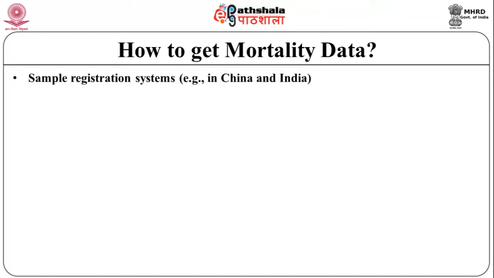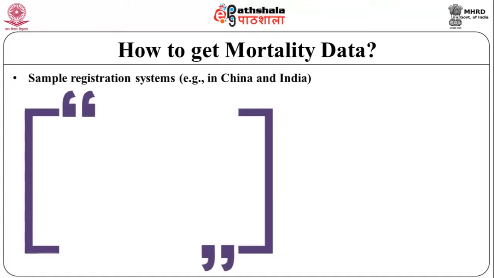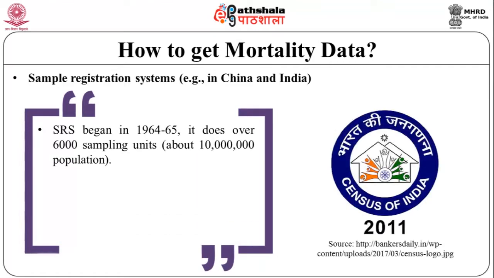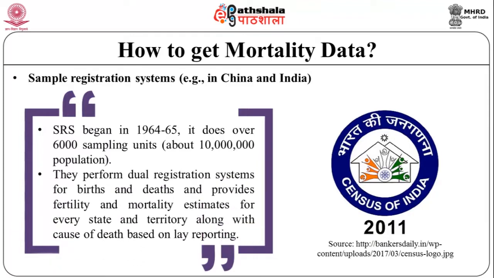Next, we have the sample registration system, for example, in China and India. The sample registration system began in 1964 to 1965. It covers over 6,000 sampling units, that is about 100 lakh population. A dual registration system for births and deaths is the task they perform, and they provide fertility and mortality estimates for every state and territory also. Cause of death is based on lay reporting.